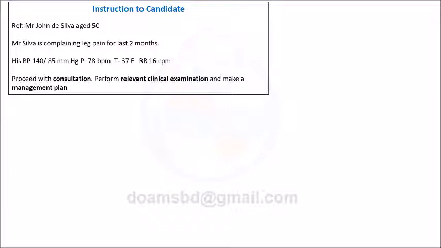Deep vein thrombosis, also DVT, presented with the leg pain. So it could be the arterial problem, it could be the venous problem. Now, to differentiate it, there are many points. I will not discuss it here in detail.